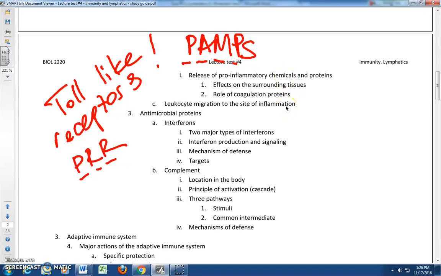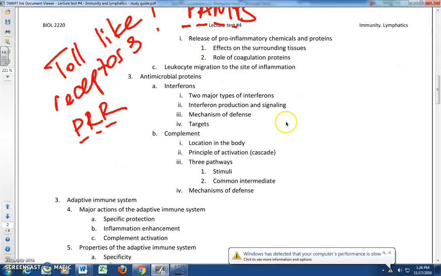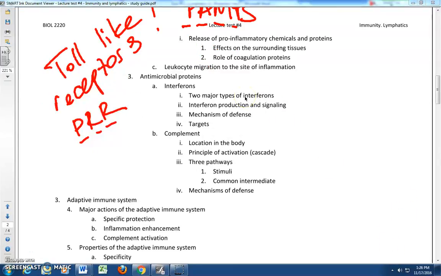Interferons, I think we have about 3 minutes. What are the two major types of interferons? Type 1 and type 2. They just have two types. Production and signaling: what I need you to know is that when cells are infected, when tissue is infected, infection triggers interferon production. Interferons are released from infected cells or infected tissue.